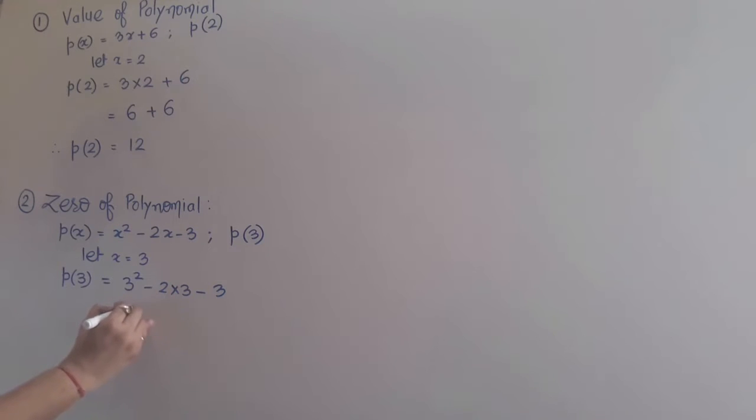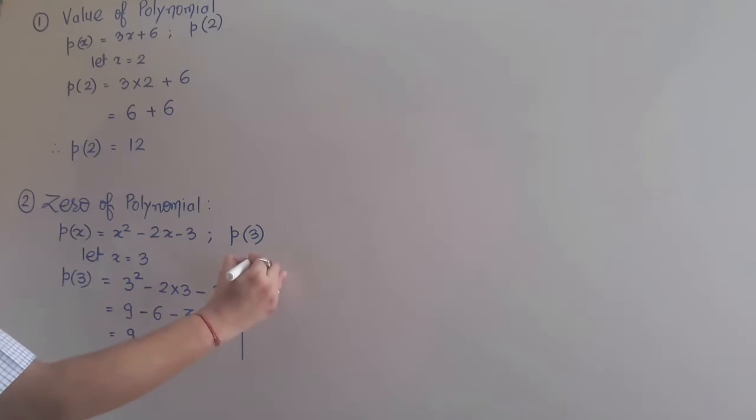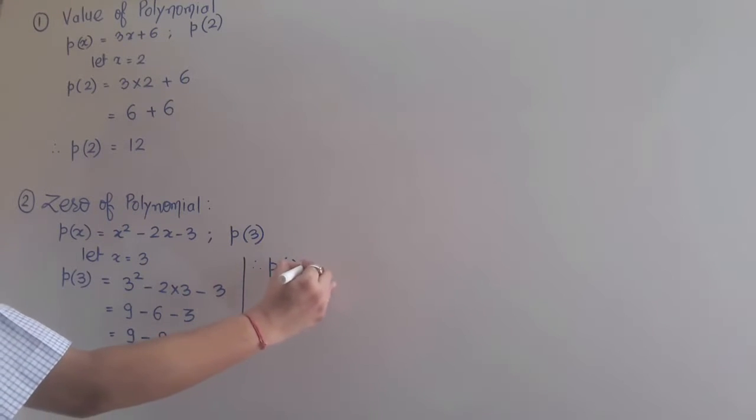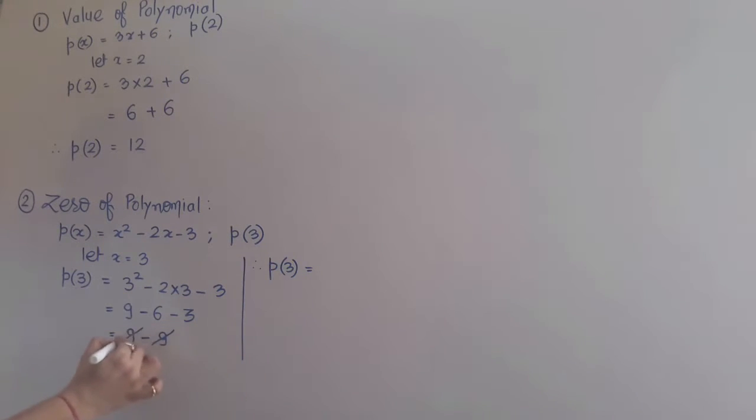Square of 3 will become 9. 2 into 3 will become 6. And then minus 3. Now these two terms have the same sign, so I will add. That will become 9. And the sign of the bigger term I will put here, minus of 9. So what will be the value of p of 3? 9 and 9 got cancelled, so that will become 0.